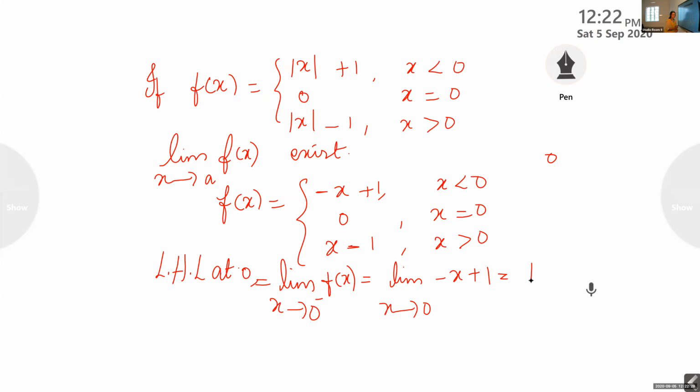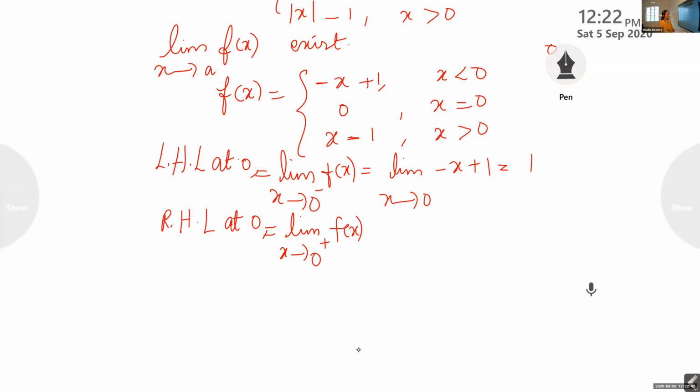Now take the right hand limit. What is the right hand limit at 0? Right hand limit at 0 means we will be denoting this as limit x tending to 0 plus of f of x, for x greater than 0. For greater than 0, what is the function here? When x is greater than 0, the function is x minus 1. So when you put x as 0, we will get minus 1.